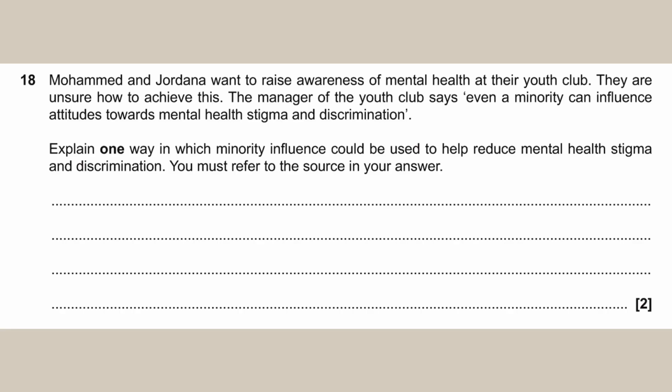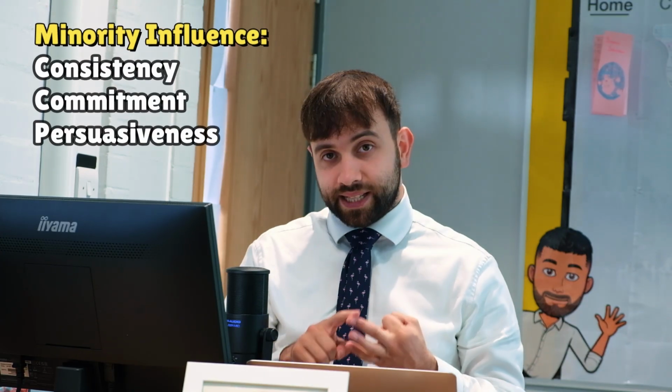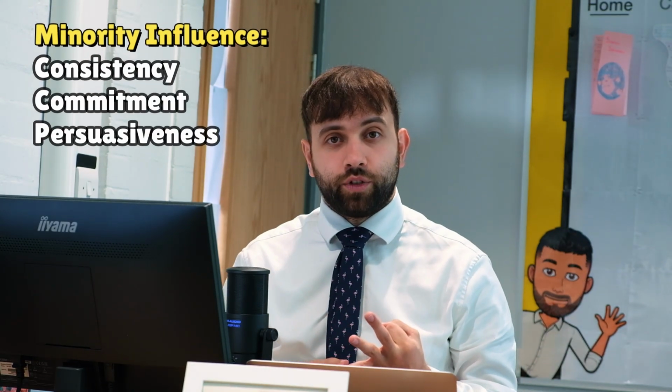Question 18, another source-based question. As soon as we see a source, we can be quite comfortable in the idea that for 2 marks, we need to be trying to use at least one of those marks for referring to the source. So in this case, I'd be talking about Mohammed and Jordana in my answer. And so what am I talking about here? Well, minority influence is when the smaller group affects the bigger group. And so in this answer, I'd be using one of 3 things. And this is always the case. When you talk about minority influence, these are the 3 things you must talk about: consistency, commitment, and persuasiveness. Consistency is, are they consistent in their message? Are they delivering the same message over and over again?